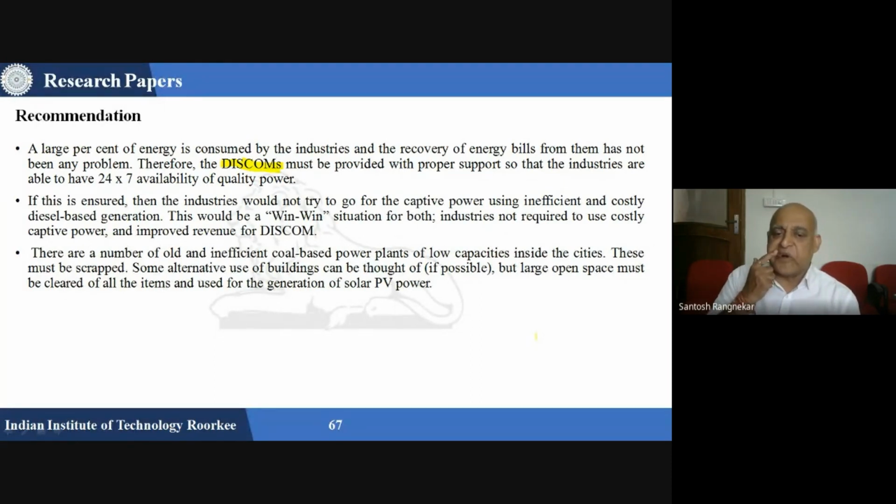There are a number of old and inefficient coal-based power plants of low capacities inside the cities, and these must be scrapped. Some alternative use of the buildings can be thought of, but the large open space might be cleared and used for the generation of solar power.